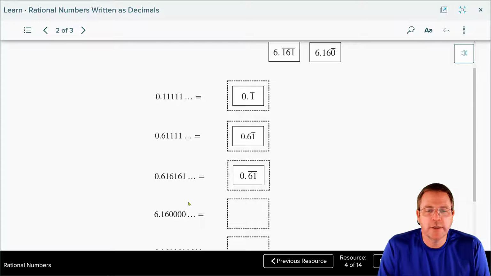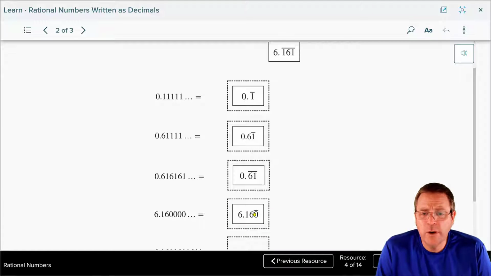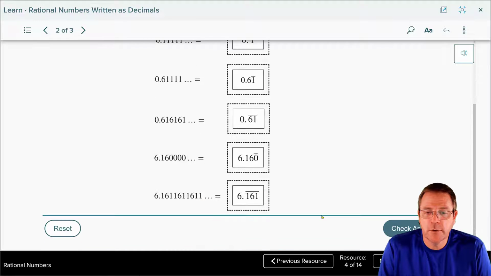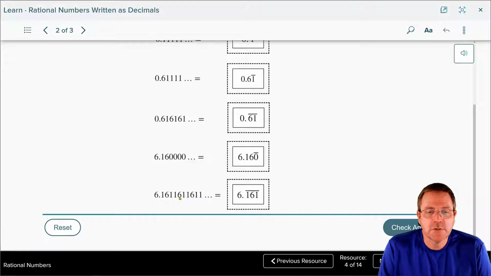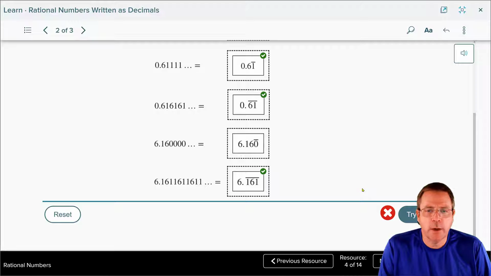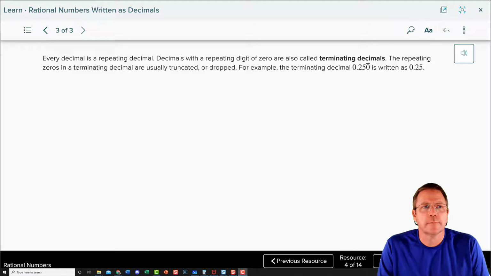Next, you have 0.6000, so the 0 is your repeating number, but in reality, we wouldn't write it that way. We would just write 0.6 and we'd stop. We wouldn't put the 0 with a bar over it. That's kind of silly, and that means the last one must go down here where you have 161, 161, 161 as your repeating numbers. It made it sound like we got it wrong, but it gave us all right, so I think the computer's confused.